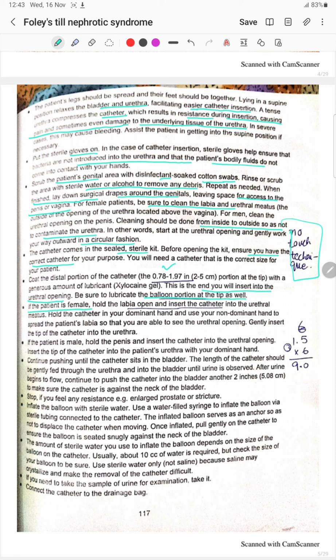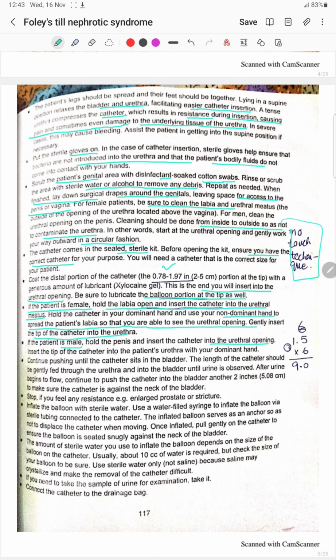If the patient is female, hold the labia open and insert the catheter into the urethral meatus. Hold the catheter in your dominant hand, and use your non-dominant hand to spread the patient's labia so that you are able to see the urethral opening. Gently insert the tip of the catheter into the urethra. If the patient is male, hold the penis and insert the catheter into the urethral opening.